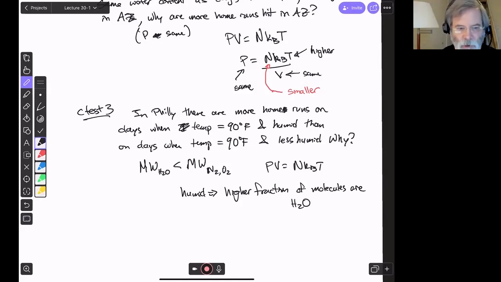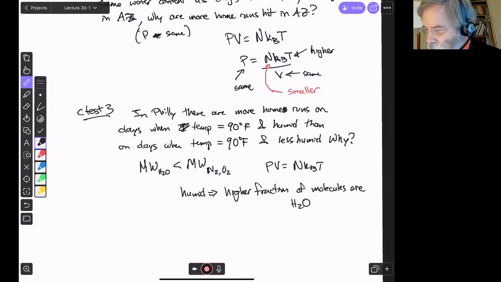So the baseball is still colliding with the same number of molecules that move through the air, but they're lighter. And so they represent less impediment to its motion. They just get banged out of the way more easily. Other questions?